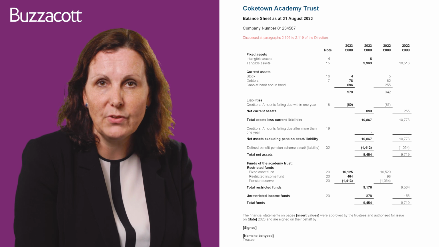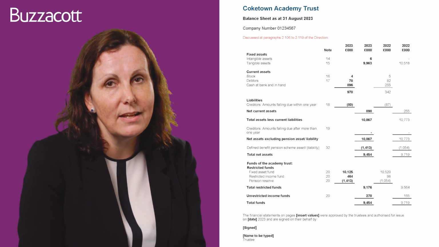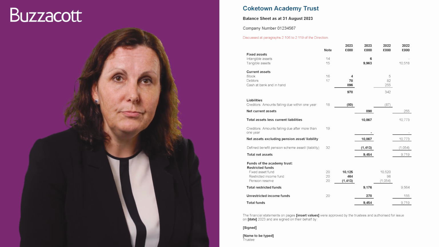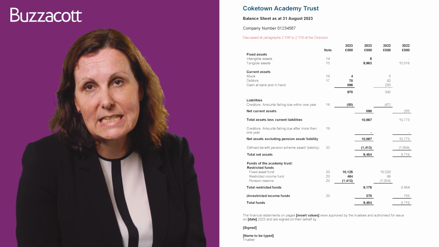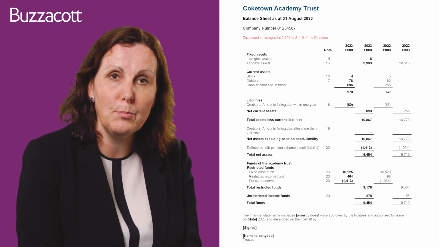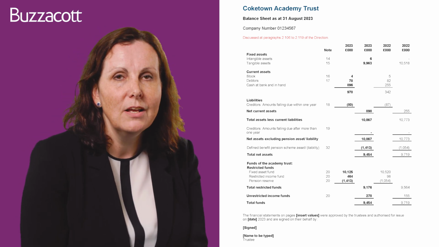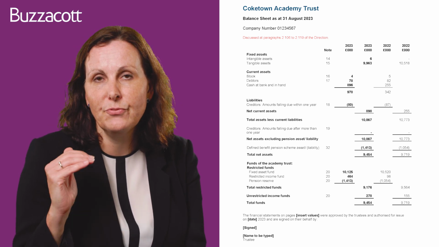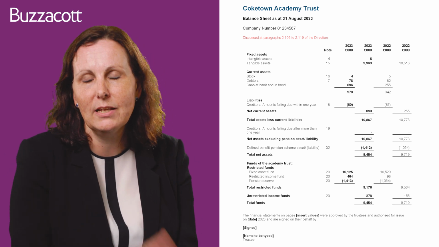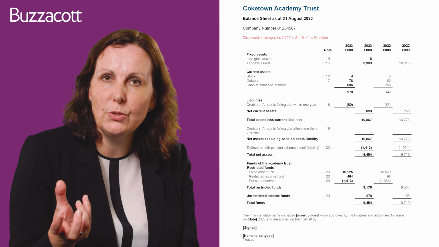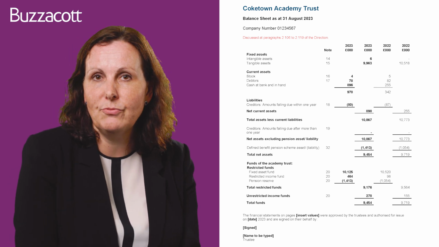Further up the page, we also have intangible fixed assets at the very top of the page, together with tangible fixed assets, totaling 9.969 million. And remembering that the fixed asset fund value, which you can also see at the bottom of the balance sheet, is 10.125 million. So there's a gap there of 156,000. The fund is greater than the carrying value of fixed assets. And the difference between the two is unspent capital funding.